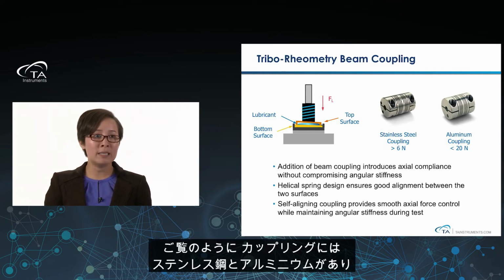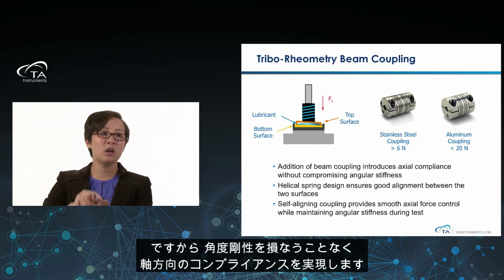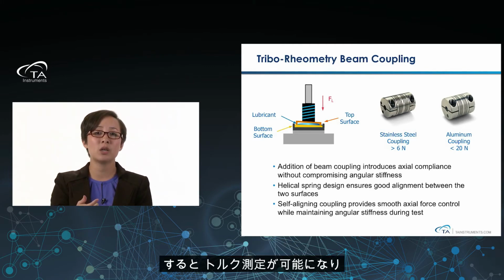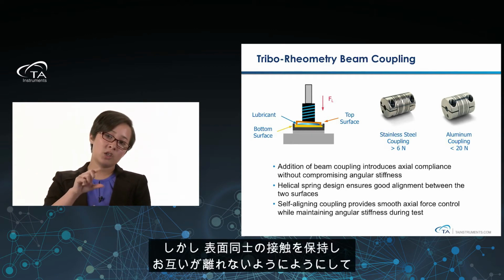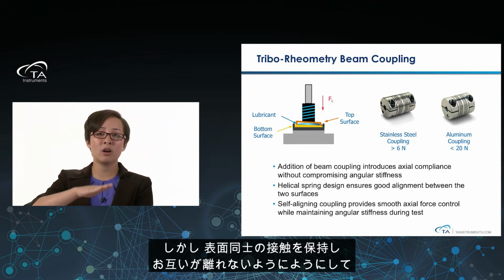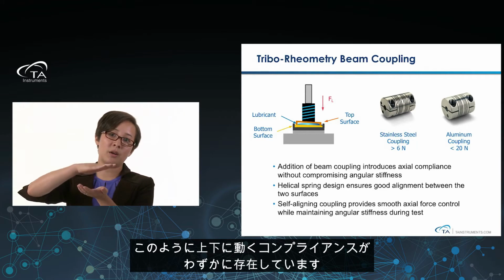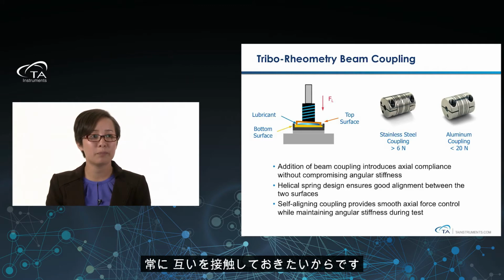So what this beam coupling does, as you can see, we offer a stainless steel coupling and an aluminum coupling, but what it does is it introduces axial compliance, so compliance in the axial direction, without compromising anything in the angular stiffness. So we want to make sure we have excellent control and excellent stiffness in that rotational direction so we can make that torque measurement and hence the frictional measurement. But we also want to make sure that there's a little bit of compliance so our surfaces stay in contact and don't lose contact with one another and then move up and down like this. We want to make sure that everything's always in contact with each other.